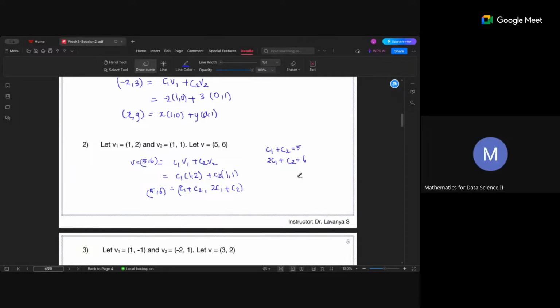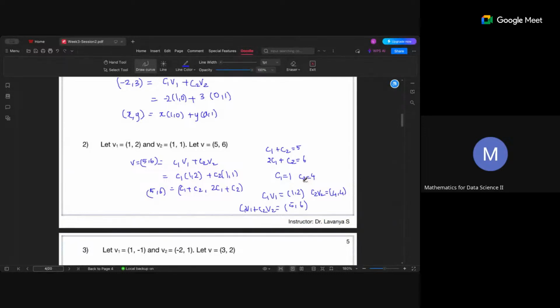Okay, let us check. So C1 is 1 and C2 is 4, right? Let us check whether it is correct or not. If I put C1 equal to 1, C1 times V1 is 1 comma 2 and C2 times V2 is 4 comma 4. And what is C1 V1 plus C2 V2? 5 comma 6. So this answer is correct.